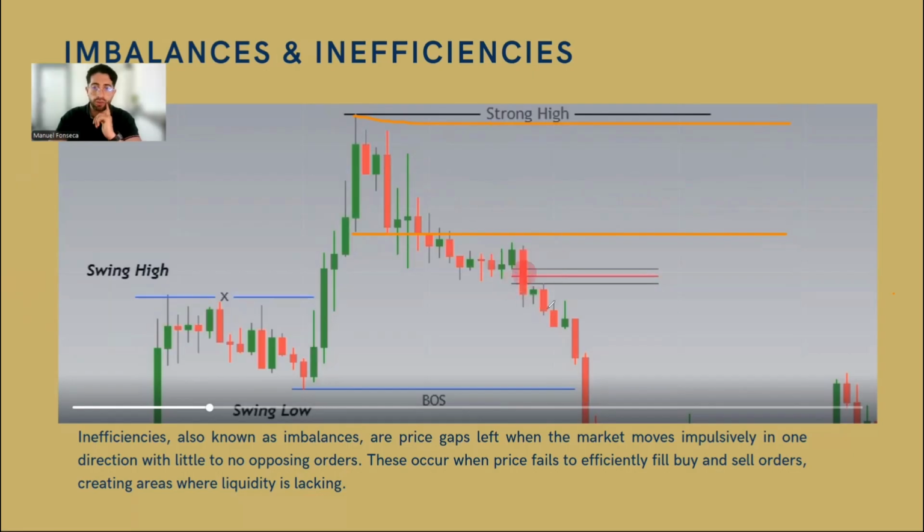But since this movement of the price, the downtrend movement, was super strong, the price left behind imbalances.